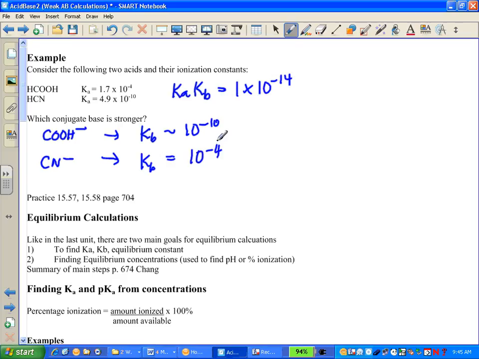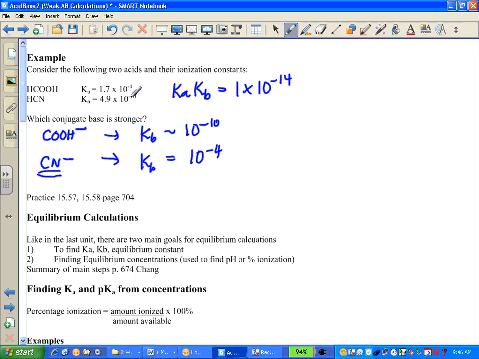Because they're so far away from each other, I don't need to worry about being off because I'm really just estimating here. But this is a good example of a time when you can estimate to answer the question. So when we look at this, it's asking for which of these two is stronger. And this one has a larger Kb. So this one is stronger.